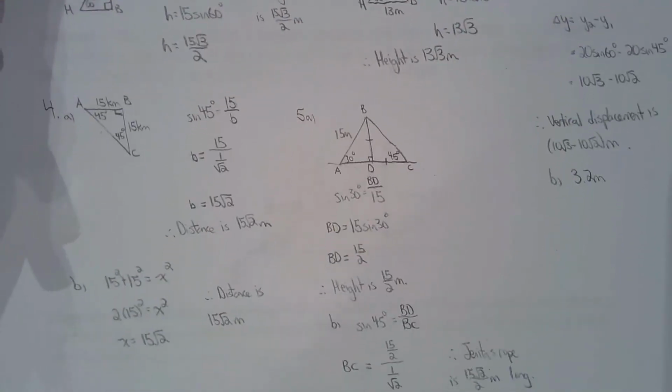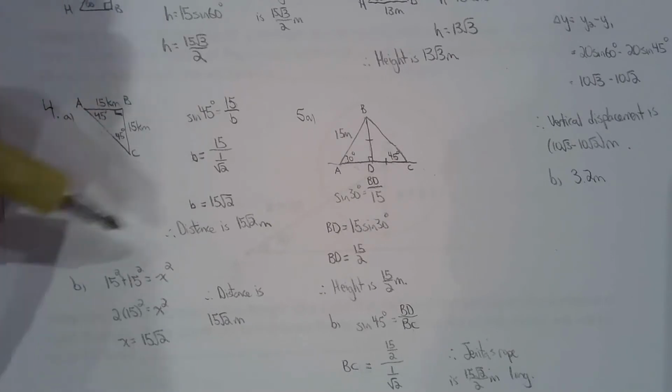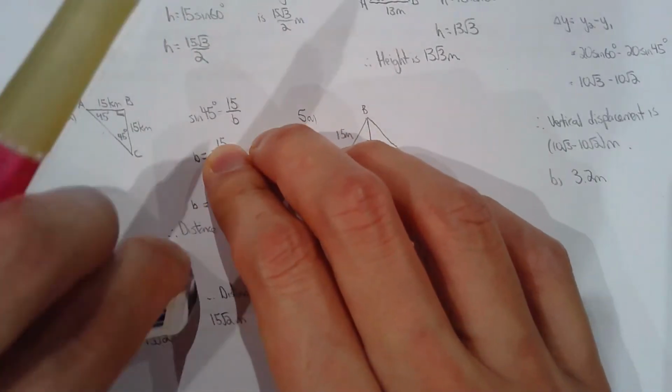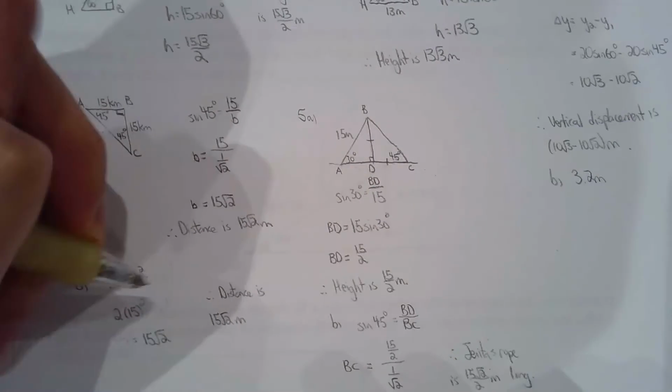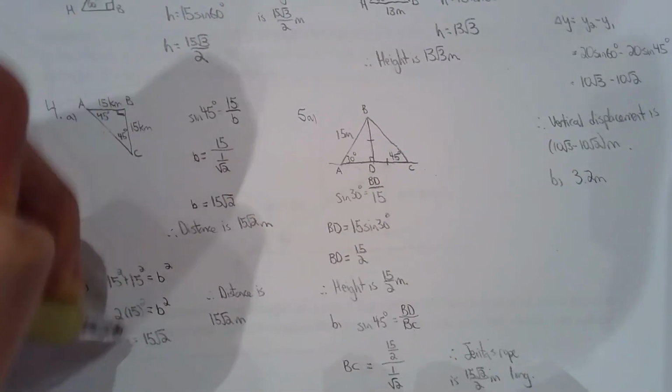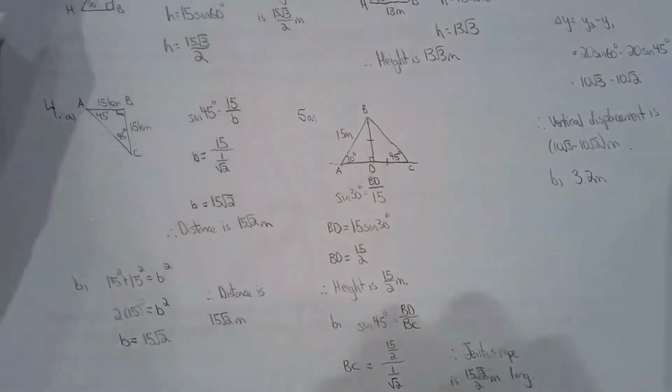For question 4, you have a right isosceles triangle. We use a sine ratio to calculate the distance. And in part B, another way of doing it is to calculate, actually there should be, b squared. So another way to calculate distance is using the Pythagorean theorem instead.